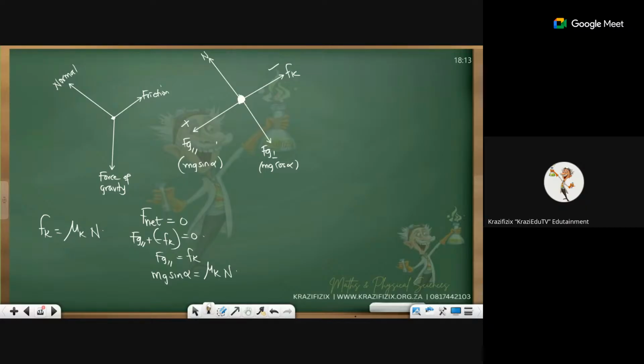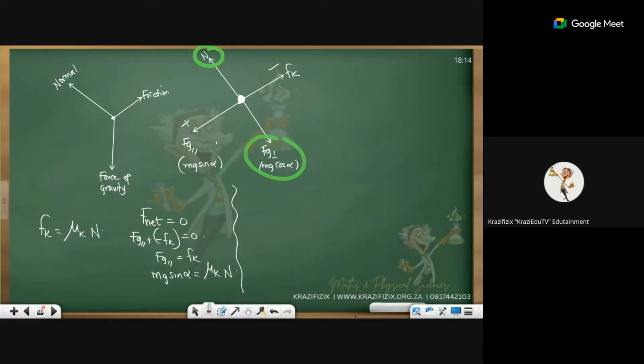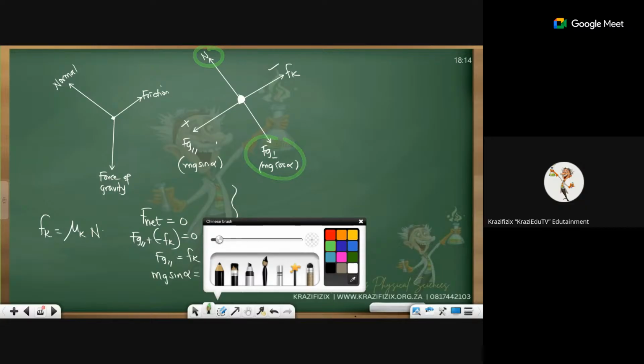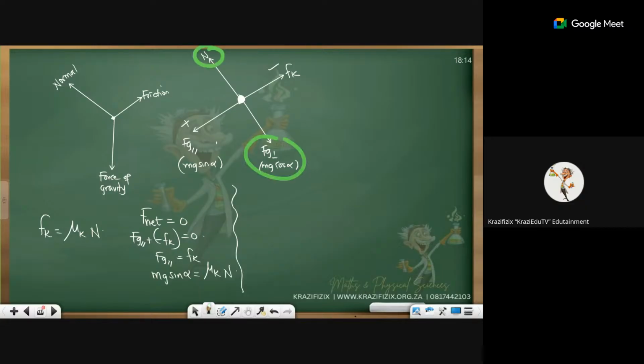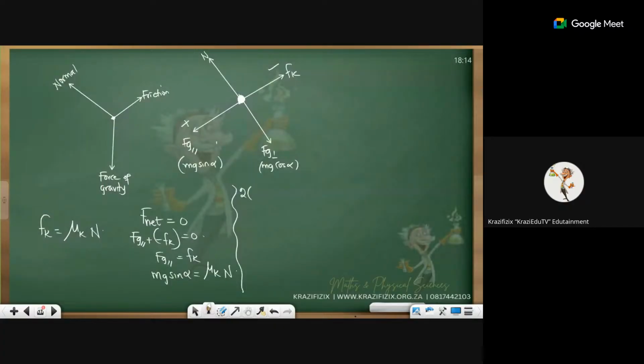The question is, what is N? Mg cos. You see, they are opposite each other. Does that make sense? Do we know the mass? 2 kg. And let's substitute. 2, 9.8, sine 7, I think. Okay, remember what my N is. It is mg.